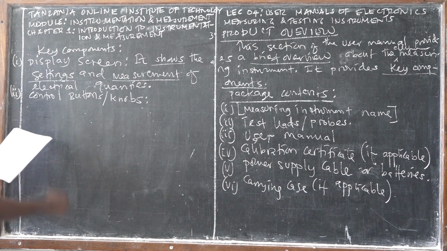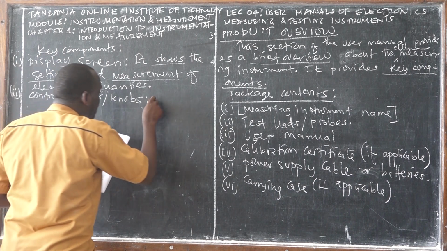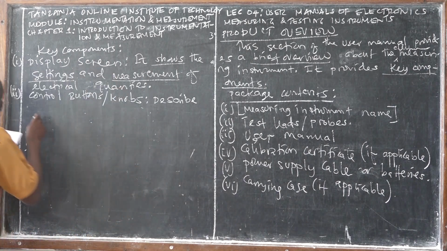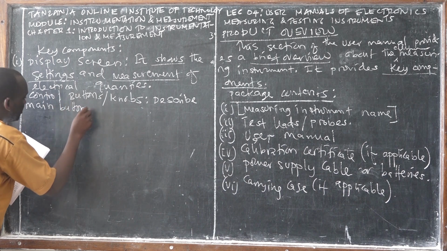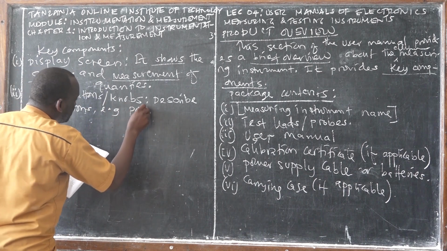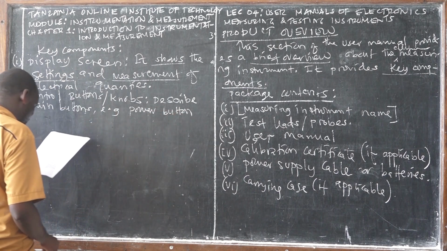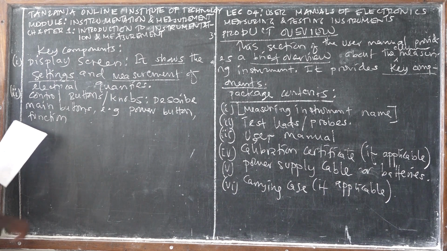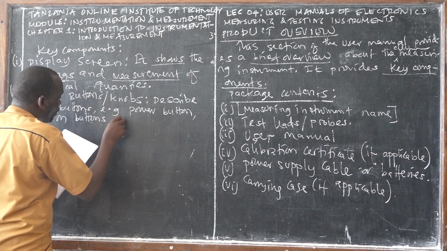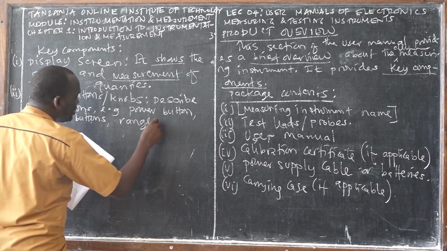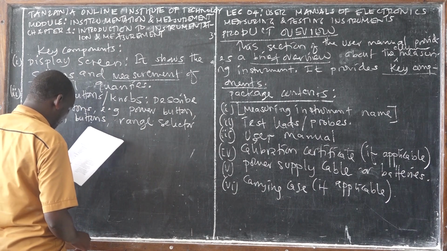Okay. So control buttons or control knobs simply describe the main buttons. Example, power button. Say power button. But also in this part you'll see function buttons. Say function buttons. But also in this part you'll see the key component that is called the range selector, as the measuring instrument has a range selector. Say range selector.